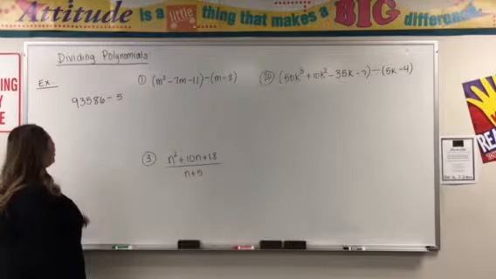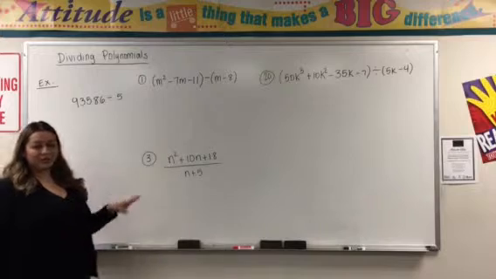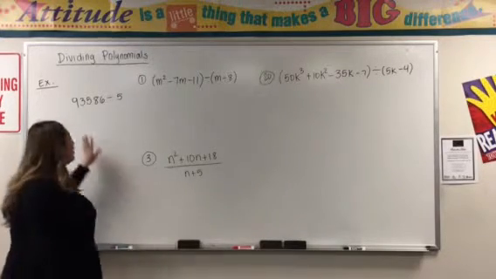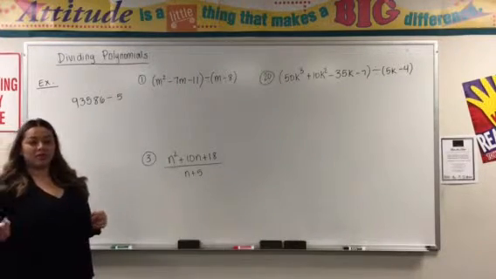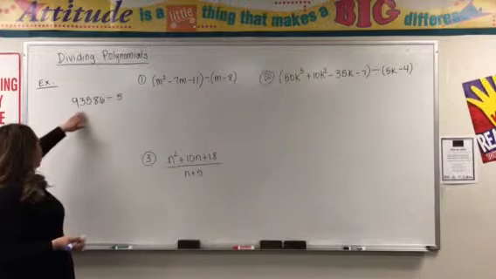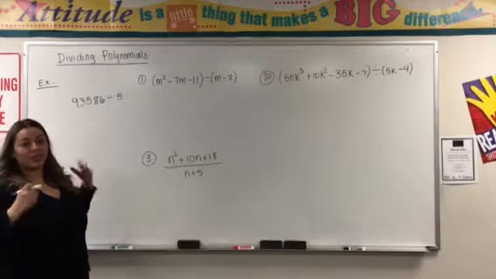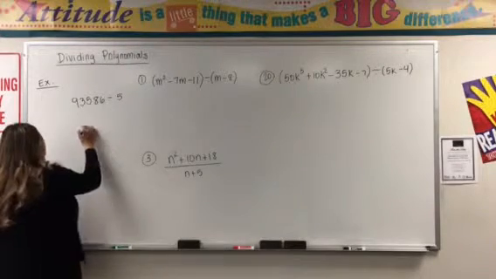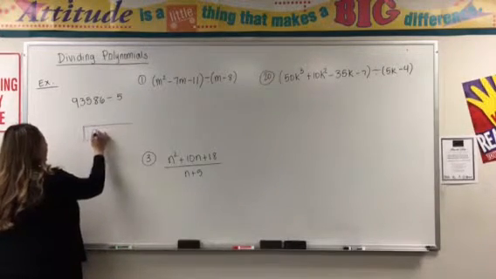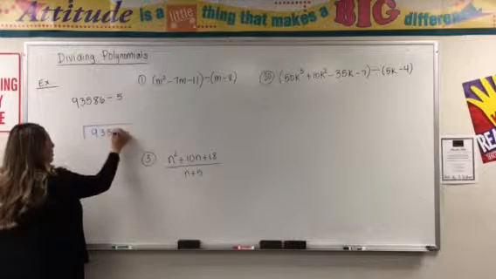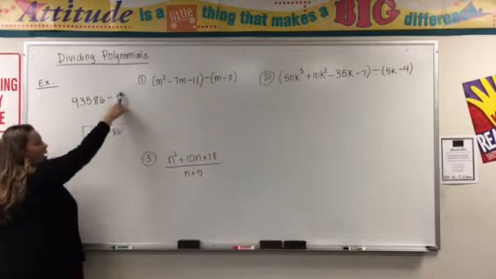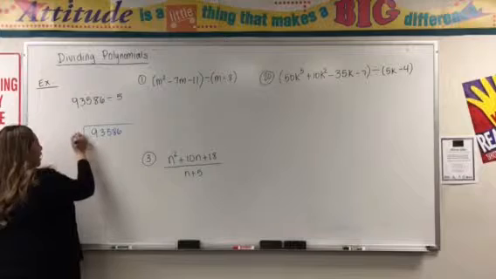So we're going to be dividing polynomials. Before we start, I'm going to give you an example of how long division works. Whatever number is first, or whatever we have at the beginning of the division sign, goes inside of the little house. So we're going to put 9, 3, 5, 8, 6 inside. And whatever we have after the division sign goes on the outside.